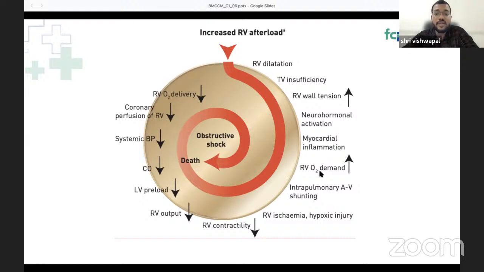When there's myocardial inflammation, the perfusion rate in the right ventricle will decrease. Meanwhile, the contractility will decrease. When the contractility decreases, our right ventricle output will also decrease, and because of right ventricle dilation, left ventricle preload will be decreased. When left ventricle preload decreases, cardiac output decreases, systemic blood pressure will decrease, perfusion through the right ventricle decreases, and so obstructive shock occurs. Once this obstructive shock is not treated, the patient will ultimately die.